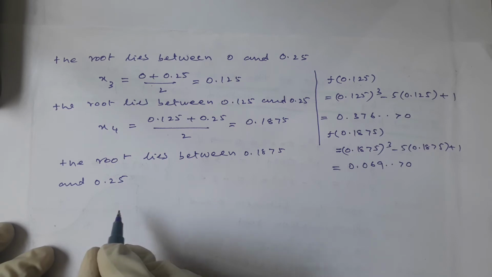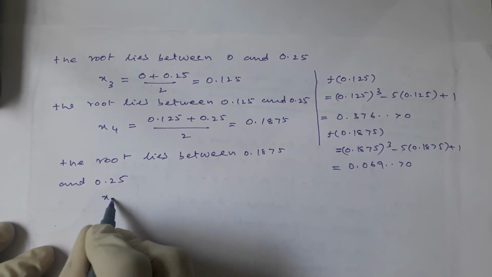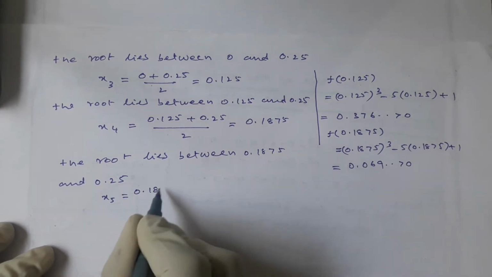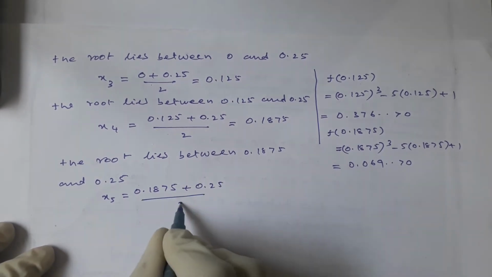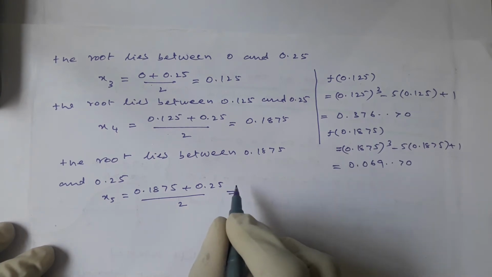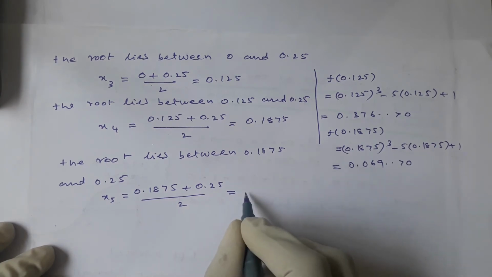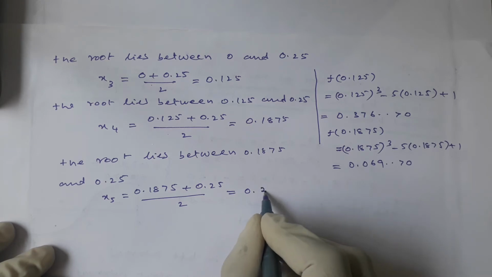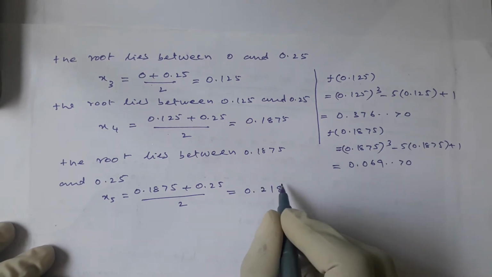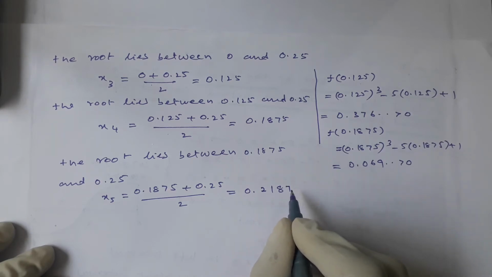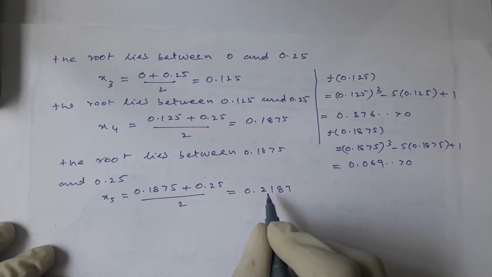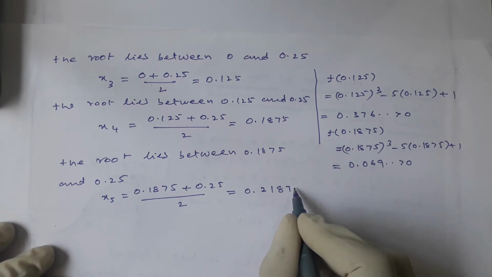Next, x5 is equal to 0.1875 plus 0.25 divided by 2, which is equal to 0.21875.